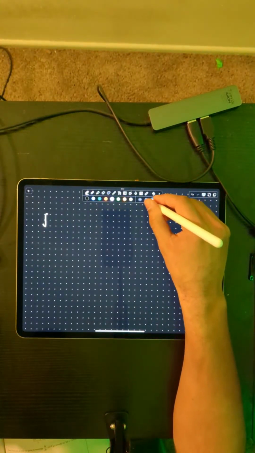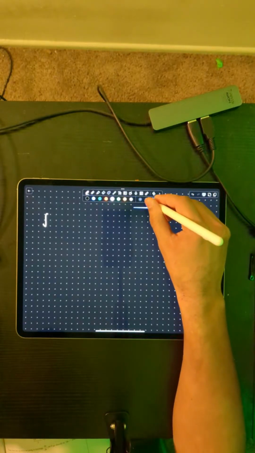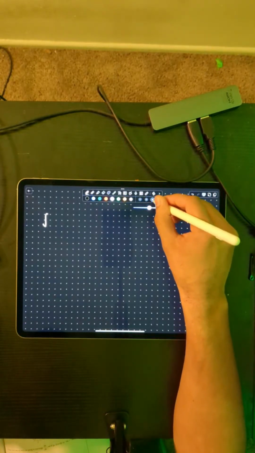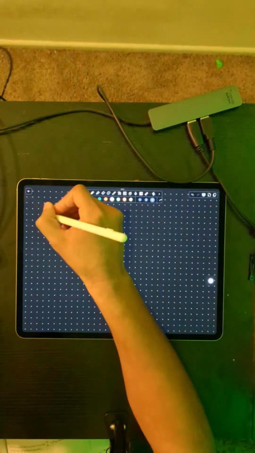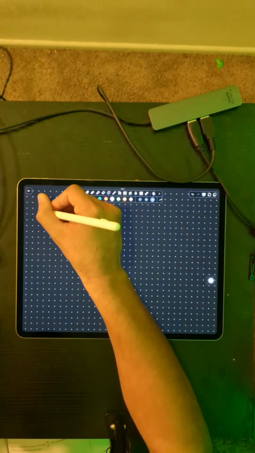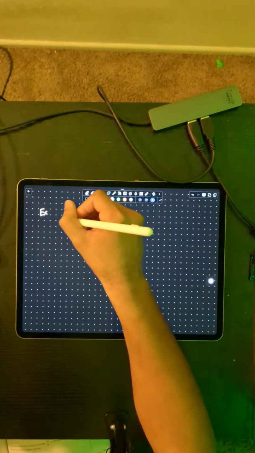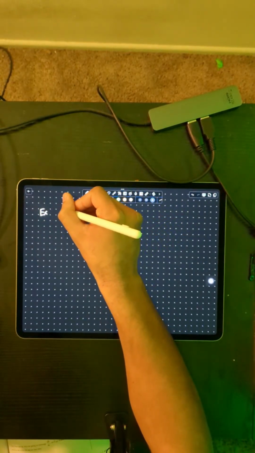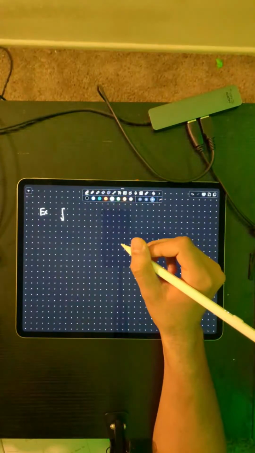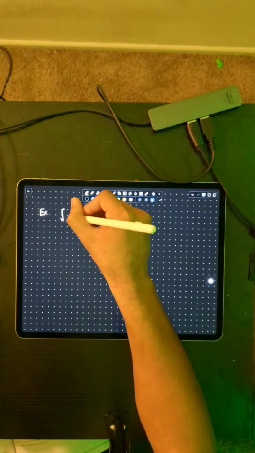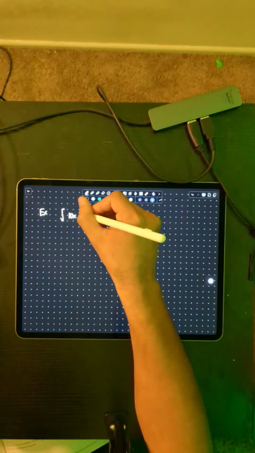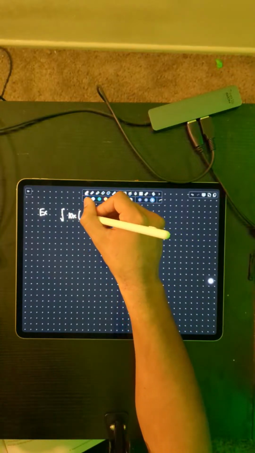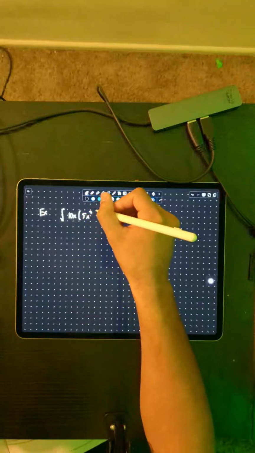Okay, let's try this. Okay, integral. Let's just do a bunch of examples. Okay, the integral of 10x times 5x squared minus 3.